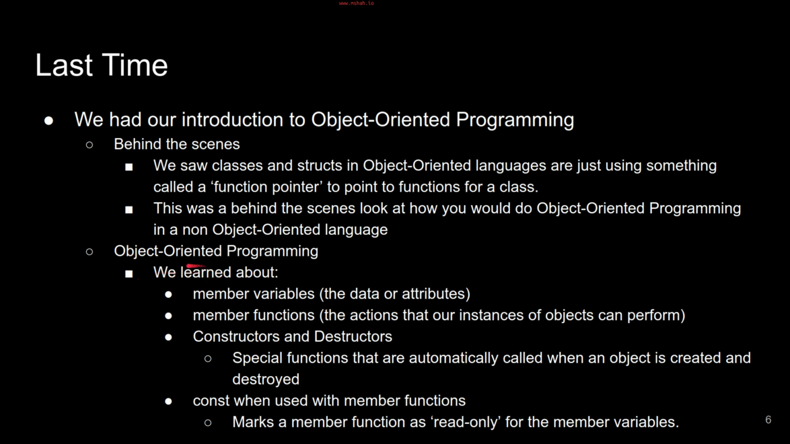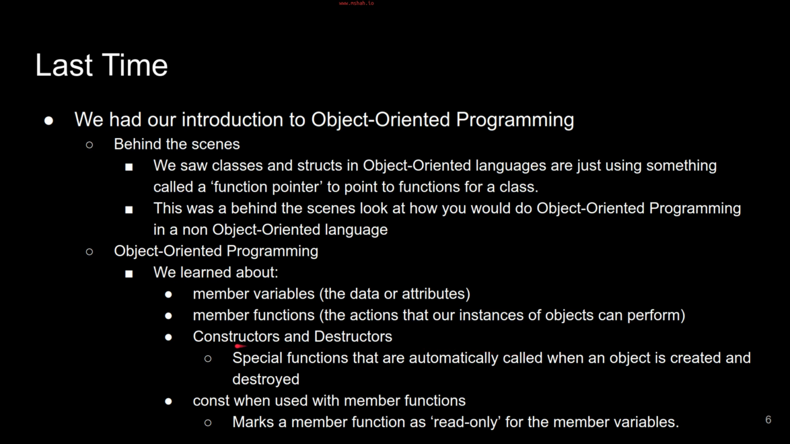Then we refreshed object-oriented programming, this idea of having member variables, which are our data or attributes, and member functions. These are the actions that our instances of objects can perform. Then we started building with structs and eventually a class, a little int array example, and showed two of the special member functions, constructors and destructors. These are what is automatically called when an object is created or destroyed.